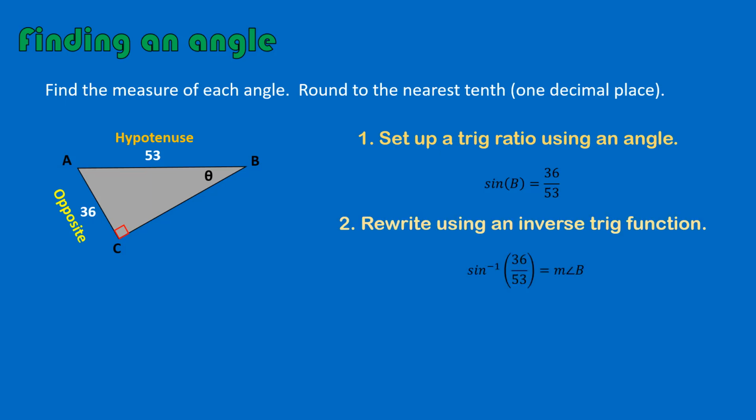I'm going to rewrite this using an inverse trig function. Remembering that means I'm going to switch my angle and my trig ratio. So sine inverse of 36/53 equals angle B. And now there are no variables on the left, which means I can put that in my calculator. So calculate, find this exact value, 42.8 degrees.